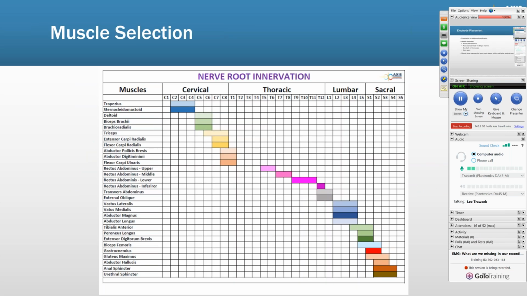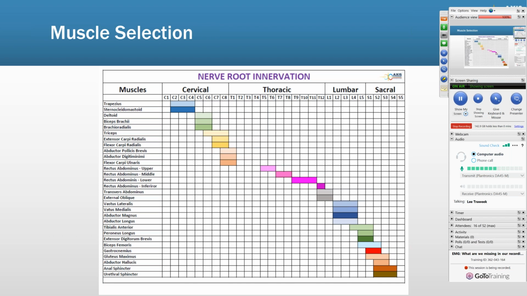So it's always good to have a nerve root innervation chart on your desktop. Whenever you're doing a different type of surgery, you have the chart and you can monitor that. You can download it. I sent an email to everyone, but if you want, I can resend it to you. It's a cheat sheet, a good chart to keep on your desktop.